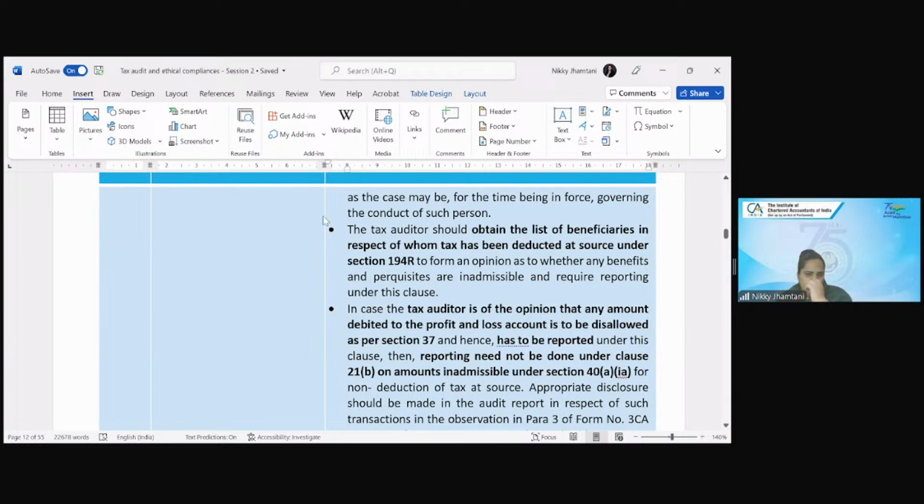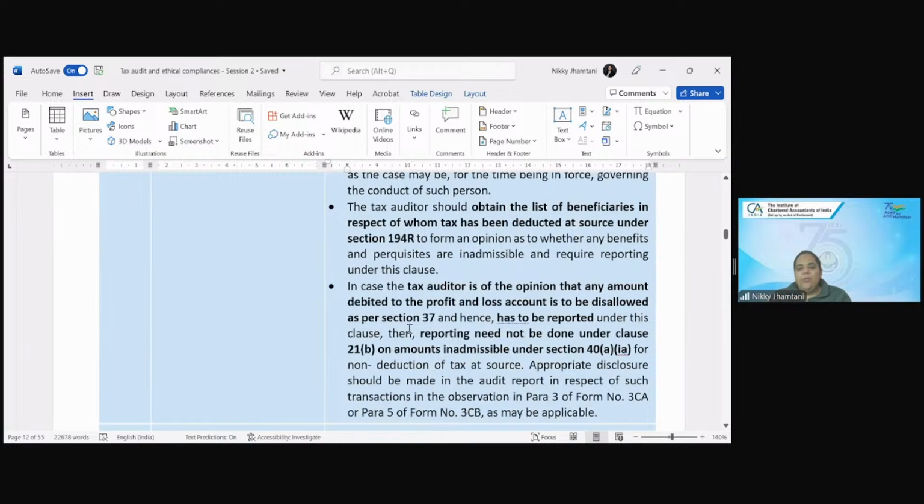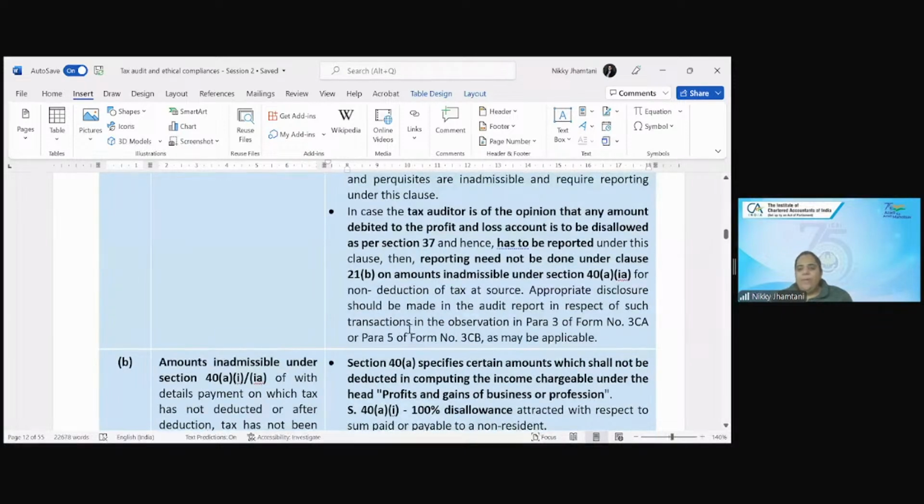The tax auditor should obtain the list of beneficiaries in respect of whom tax has been deducted under 194R to form an opinion as to whether any benefits and perquisites are inadmissible and require reporting under this clause. In case the tax auditor is of the opinion that any amount debited to the P&L is to be disallowed as per section 37 and hence has to be reported under this clause, then reporting need not be done under clause 21B on amounts inadmissible under 40A(ia) for non-deduction of tax at source.